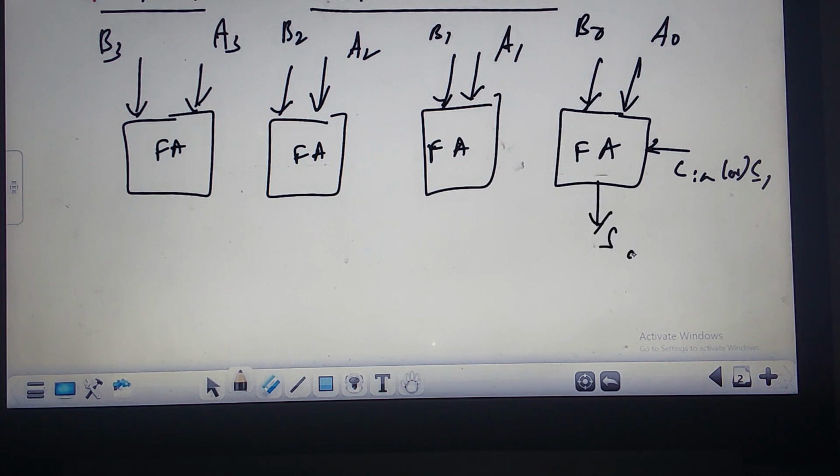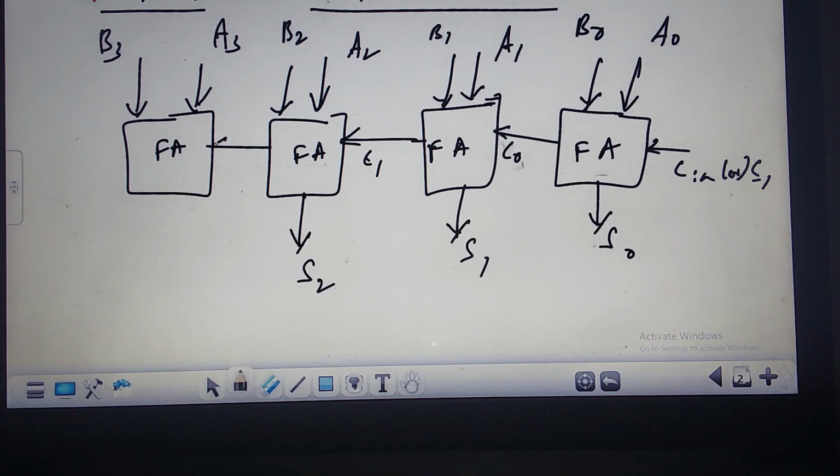The output is the sum S0. Whatever carry is generated in the first stage full adder will be propagated to the next stage. The carry is C0, the sum is S1. Again the carry is C1, the sum is S2. The carry is C2, the sum is S3. And this is C3, which is the carry out. So this is a 4-bit full adder, or we call it a parallel adder, or magnitude adder also. Did you understand this program?